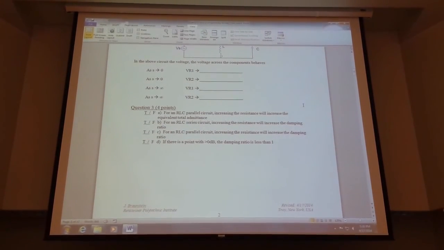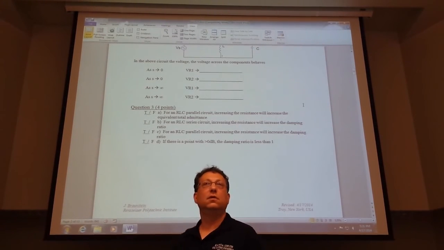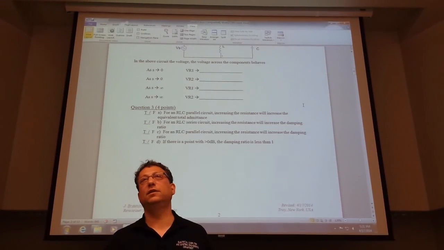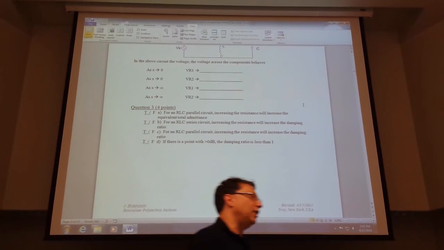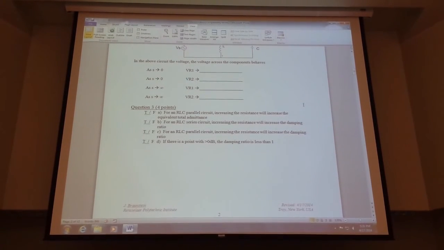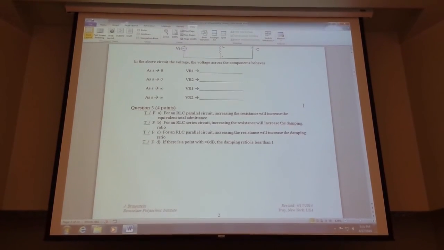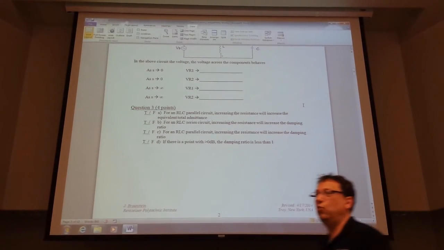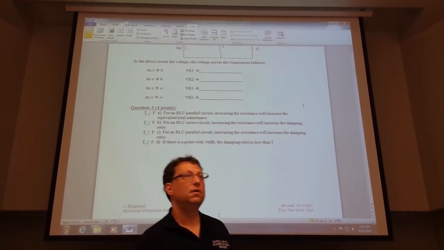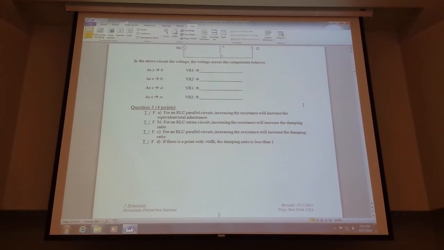For an RLC circuit, increasing the resistance in series circuits will increase the damping ratio. It increases the damping ratio. The larger the resistor in an RLC series circuit, the larger the damping, the more attenuation in some system. What about in the parallel RLC circuit? Not true. Increasing the resistance does what to the damping ratio? It decreases it. I mean, we can prove it mathematically.